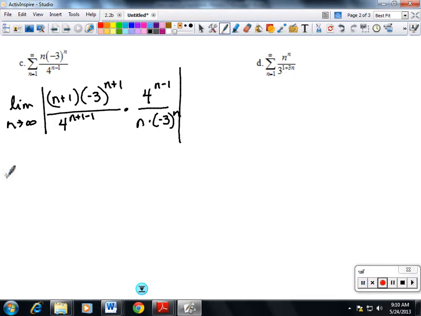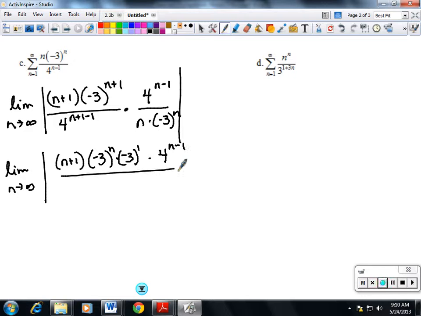Okay, so I'm going to rewrite this. That's the limit as n goes to infinity of n plus 1, that's negative 3 to the n times negative 3 to the 1 times 4 to the n minus 1 over, now my goal is to make stuff cancel, so I'm just going to rewrite this as 4 to the n minus 1 times 4 to the 1, because if you added those together, you would get n plus 1 minus 1, times n times negative 3 to the n. And let's see what cancels. Negative 3 to the n's gone, 4 to the n minus 1 is gone. And then it's like, well, what's left?